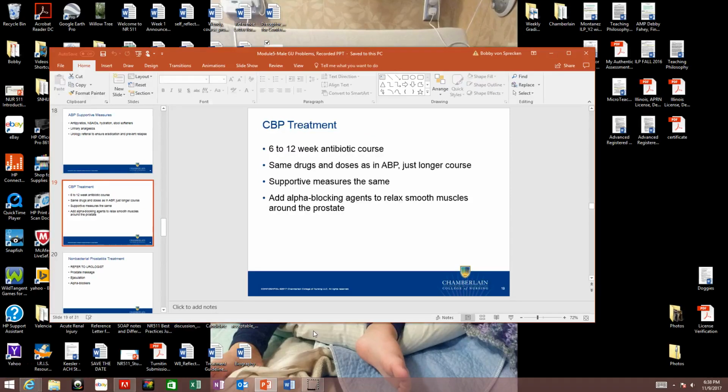The treatment for chronic bacterial prostatitis includes a 6 to 12 week course of antibiotics, which is recommended for this type of prostatitis. The same drugs and doses as acute bacterial prostatitis are used, just the duration of the treatment is longer. Supportive measures include NSAIDs, hydration, stool softeners as needed, along with alpha-blocking agents to relax the smooth muscles around the prostate.